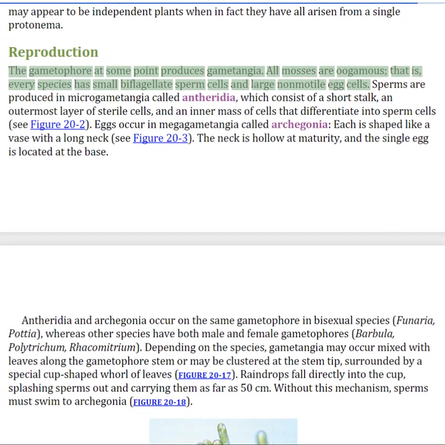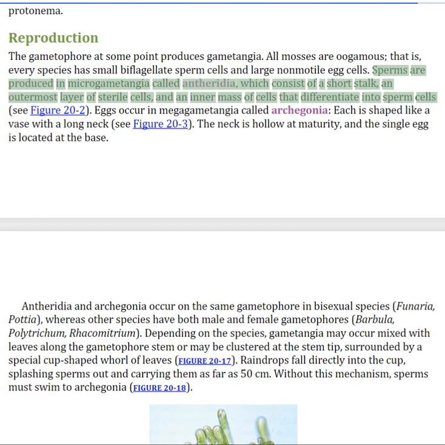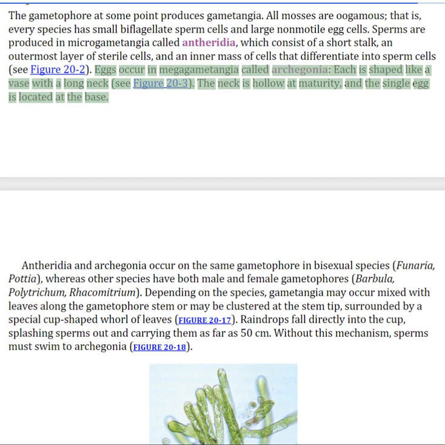Reproduction. The gametophore at some point produces gametangia. All mosses are oogamous, that is, every species has small biflagellate sperm cells and large non-motile egg cells. Sperms are produced in microgametangia called antheridia, which consist of a short stalk, an outermost layer of sterile cells, and an inner mass of cells that differentiate into sperm cells. Eggs occur in megagametangia called archegonia. Each is shaped like a vase with a long neck. The neck is hollow at maturity, and the single egg is located at the base.